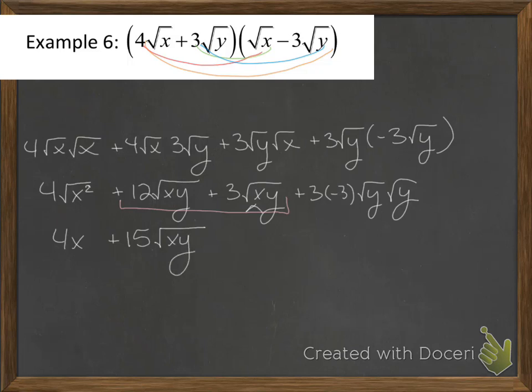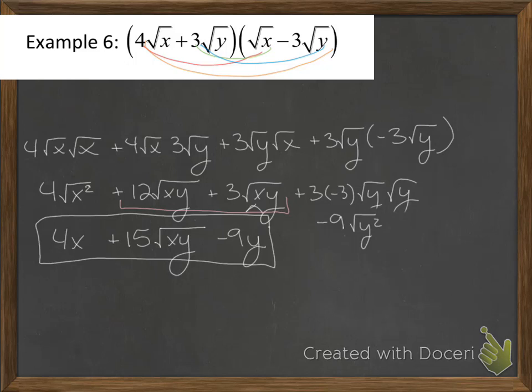Then 3 times negative 3 is negative 9. The square root of y times the square root of y, of course, is just the square root of y squared, which is y. So we have negative 9y here. Okay, if you don't believe me, I'll show you the intermediate steps. So negative 9 times the square root of y squared. Again, that's going to give you negative 9y. All right, so let's stare at this answer and make sure there are no more like terms that need to be combined. I do not believe there are, so I think we are done.